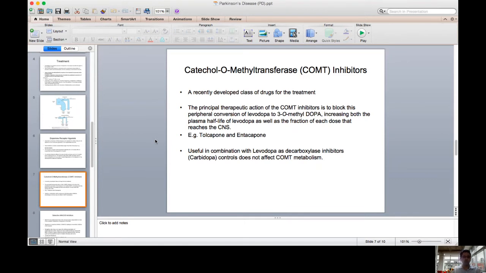The drugs under this category are tolcapone and entacapone. They are useful in combination with levodopa and decarboxylase inhibitors, which do not affect COMT metabolism. So that's an added advantage.